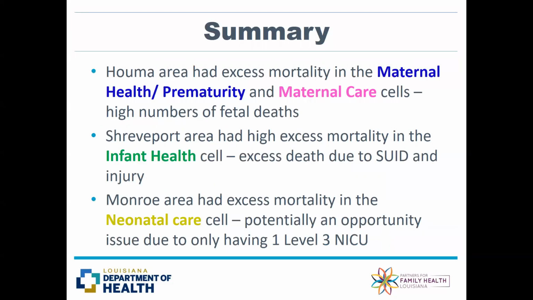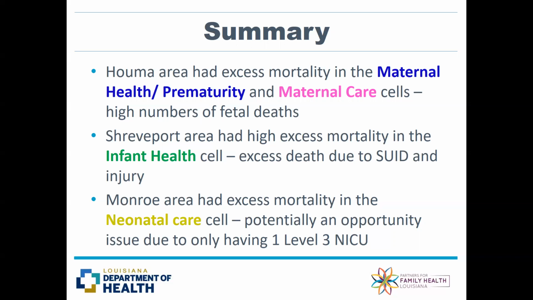So in summary, the Houma area had the most excess mortality in the maternal health and maternal care cells. This was due to a high number of fetal deaths. However, we saw differences in the type of fetal deaths seen in these two cells. In the maternal health cell, we saw higher rates among Black and younger mothers and those with private insurance deliveries. However, in the maternal care cell, we saw more similar rates by race and maternal age group, while we still saw rates in private insurance deliveries greater than Medicaid deliveries.